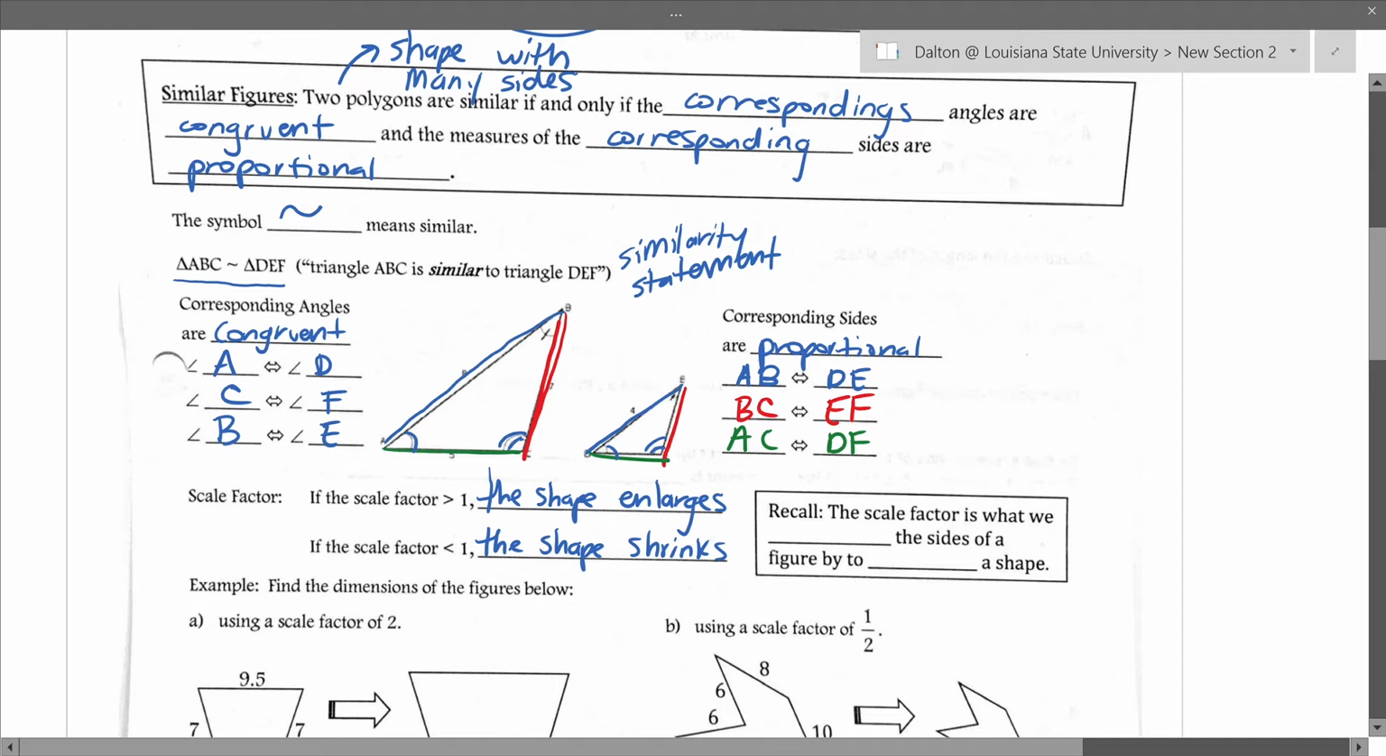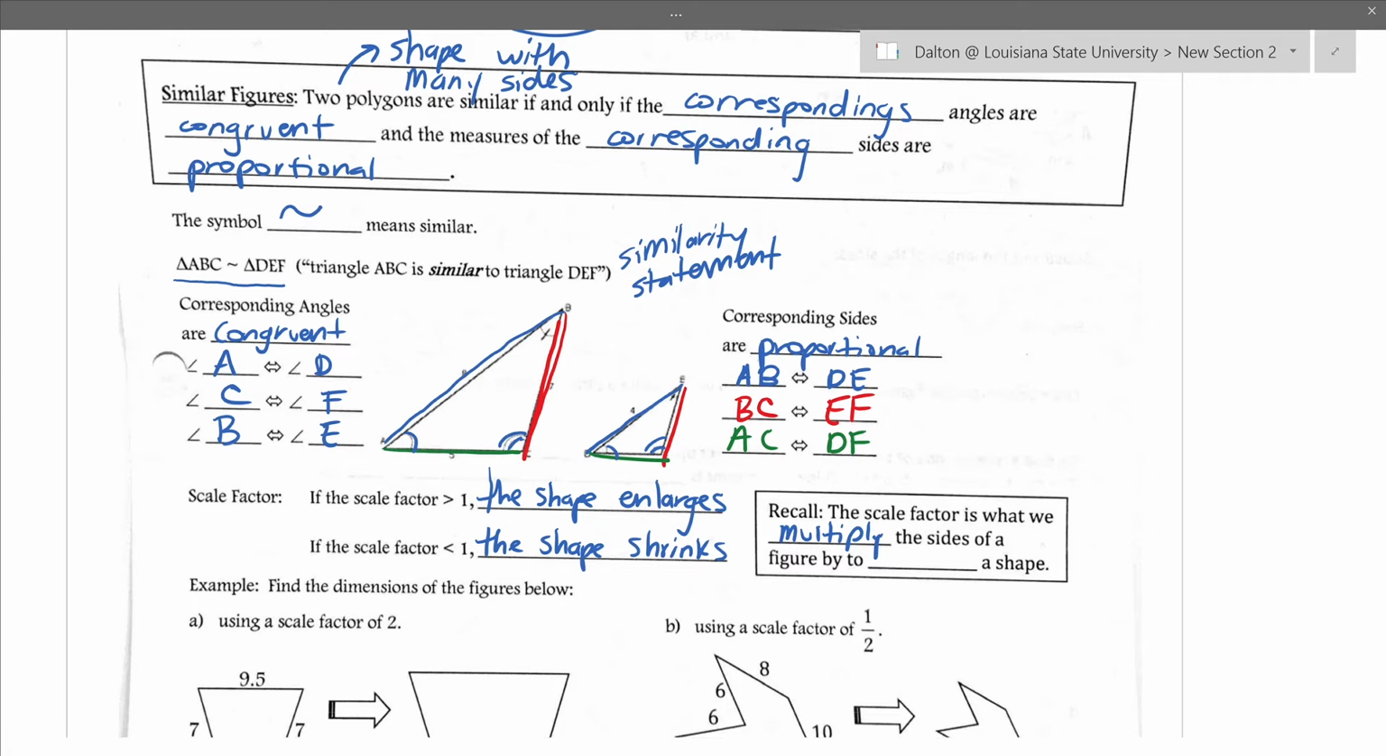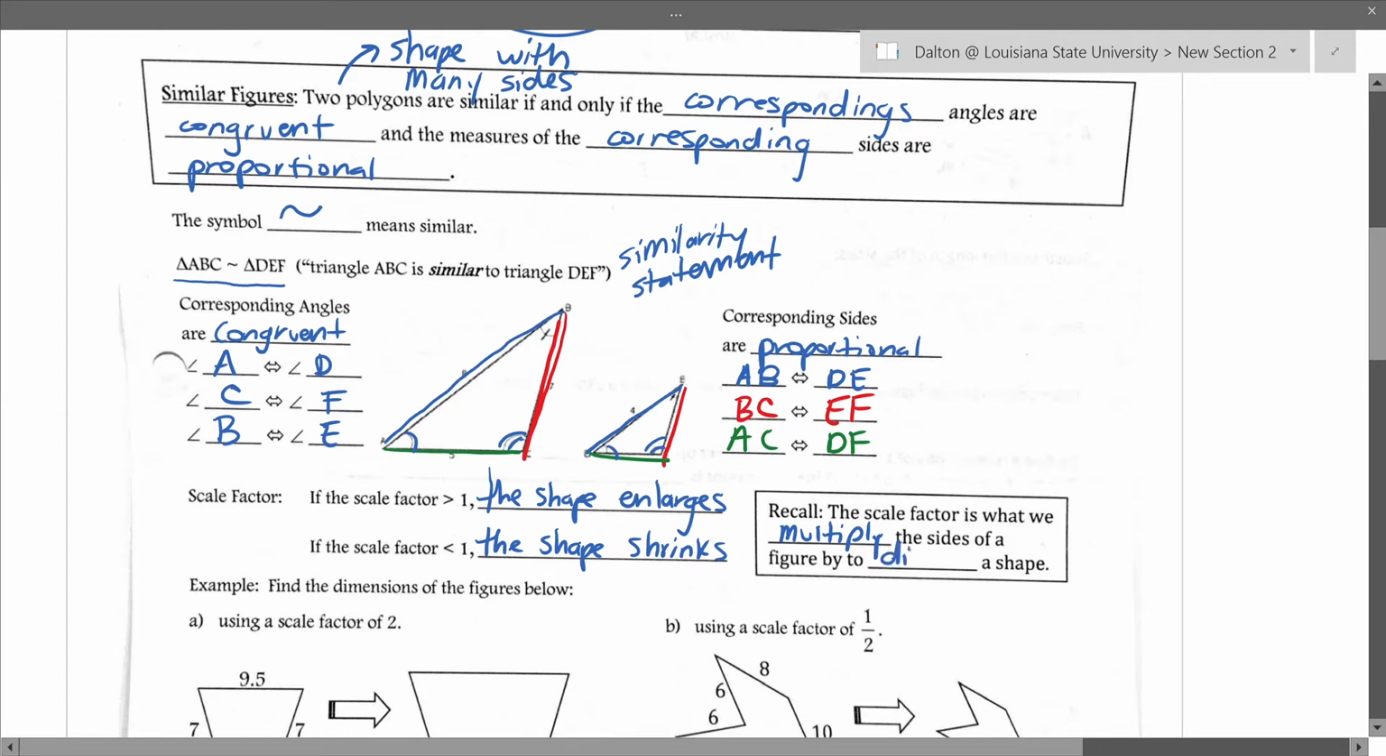Recall the scale factor is what we multiply the size of a figure by. Remember back when we talked about translations and rotations and reflections, you slide a shape, you flip it, you rotate it. There was another one that was not isometric, where it changed the size of the shape, which was called to dilate a shape. So in order to dilate a shape, that's where we use the scale factor.